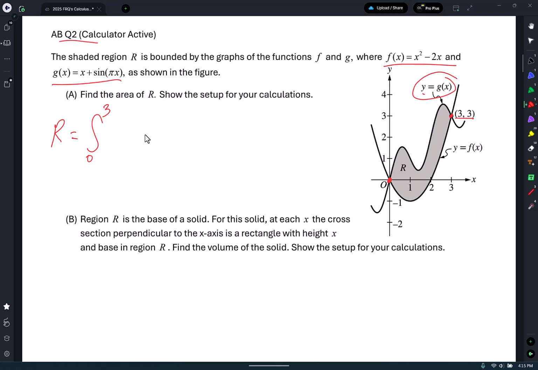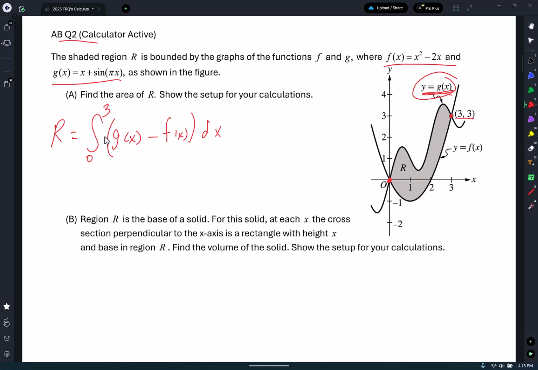Yeah, what curve? What's the name of that curve? G of x. All right, G of x. Minus what curve is always on bottom? There it is. And then dx. If it bothers you, put parentheses here. But it's understood that the dx is the end of that integral.